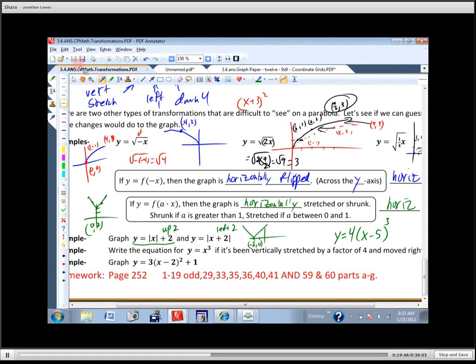59. The graph illustrated. Use the graph of the first function to graph the following.